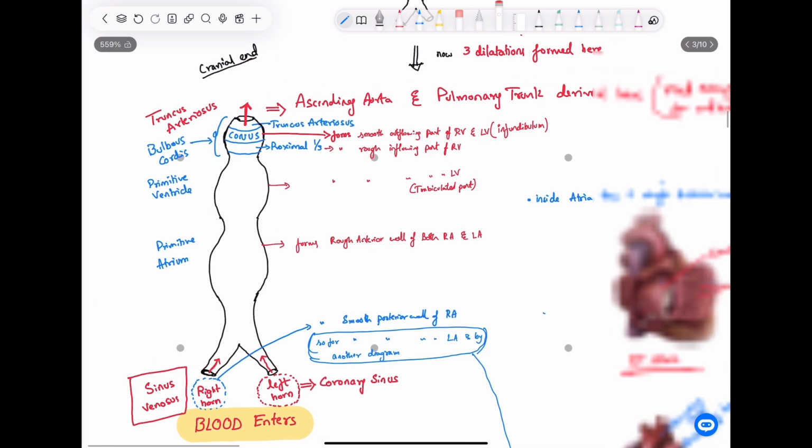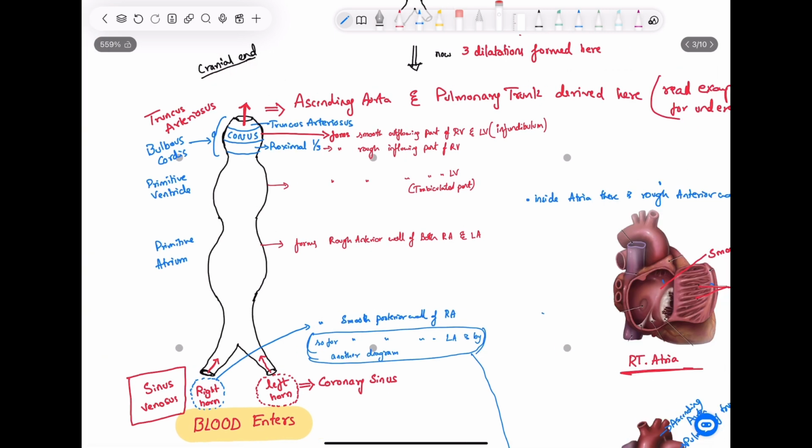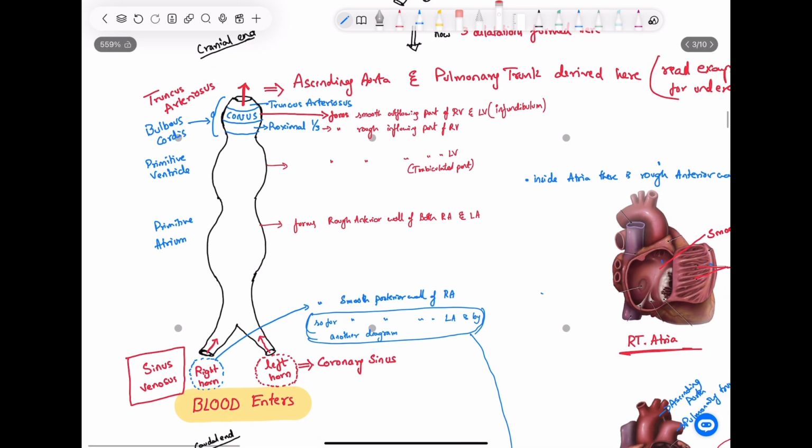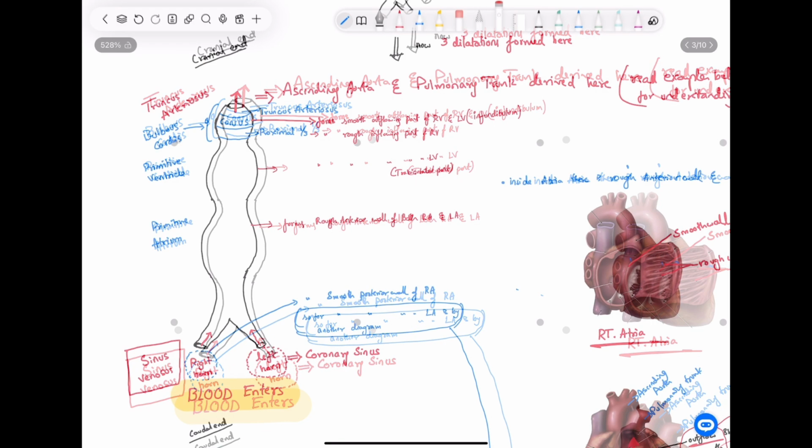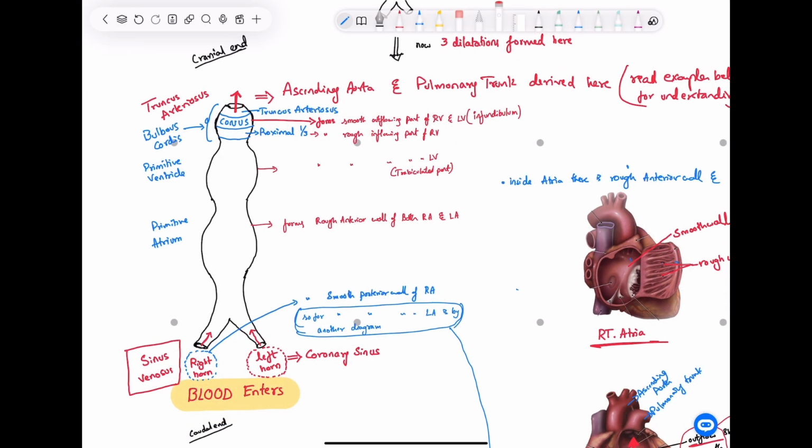So this is the diagram. After fusing, this is the cranial end, this is the caudal end, and from the cranial end, blood goes out. From the caudal end, blood runs in. That is, blood enters from here, blood leaves from here. So these three dilatations formed here. First is the bulbus cordis, then the primitive ventricle, then the primitive atrium. So we'll talk about these three.